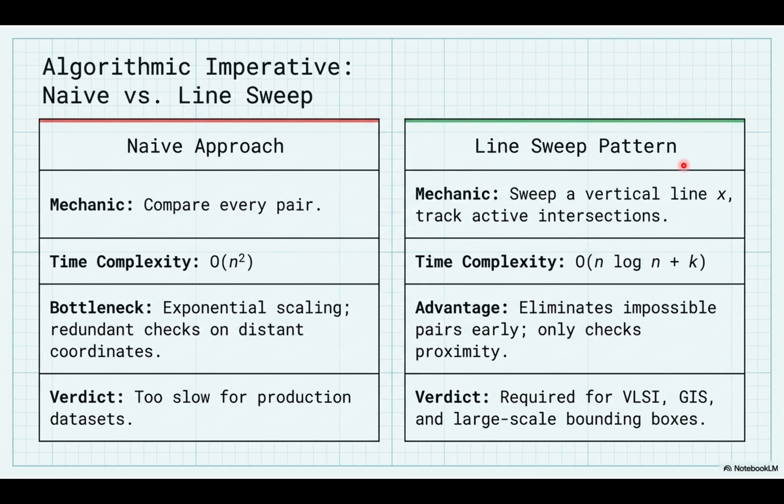This shifts the strategy completely and drops the time complexity from that n squared disaster down to O of n log n plus k, where k is the actual number of overlaps. Okay, let's walk through the four-step pipeline the sources outline for this.